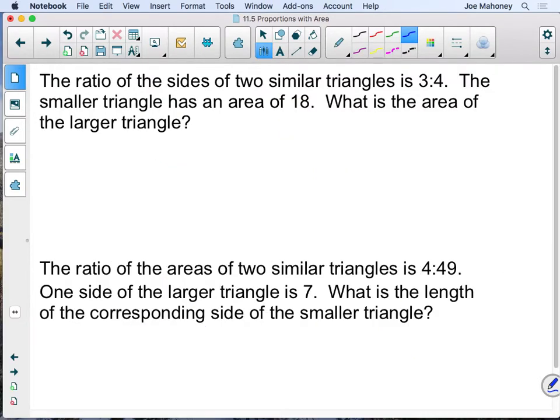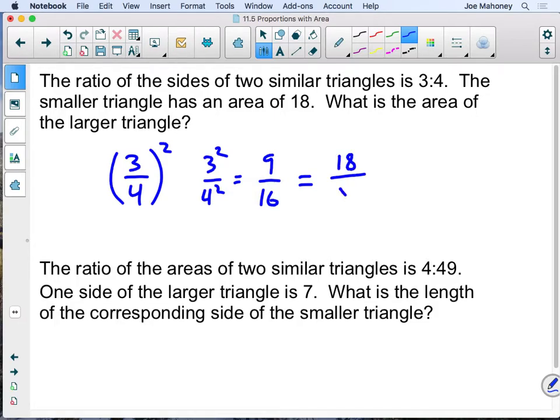Let's solve some equations with it now. Let's say that the ratio of the sides of 2 similar triangles is 3 to 4, and the smaller triangle has an area of 18. So what I know is, that's my side ratio. If I square it, I get 3 squared over 4 squared, or 9 to 16, that's equal to the ratio of the areas. So the smaller one is 18, the larger one is x. If I solve this equation, I can either cross multiply, the extremes property, or I can just look at it and say, well, 9 times 2 is 18, so 16 times 2, x is 32.